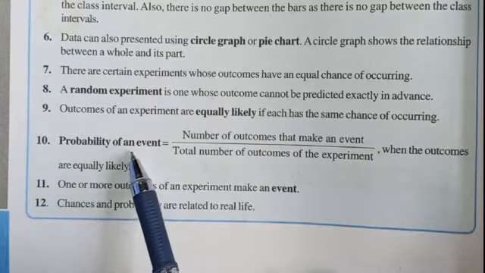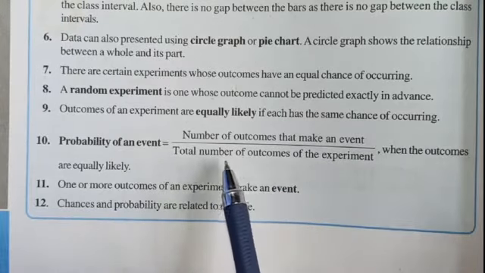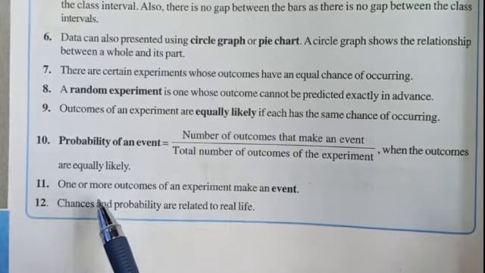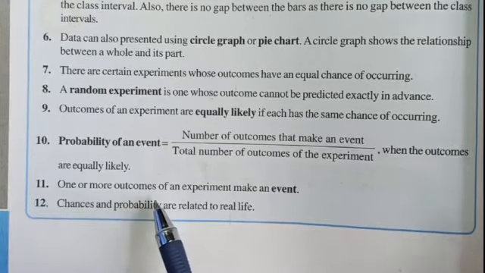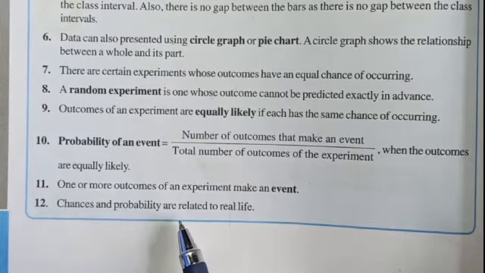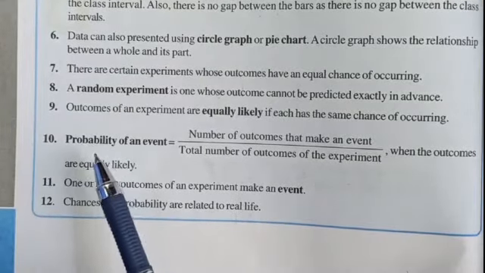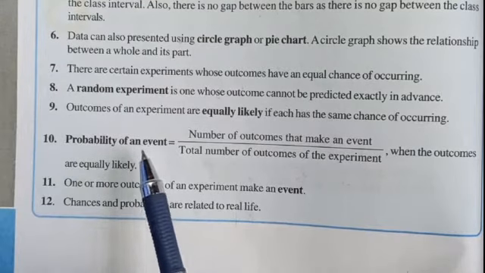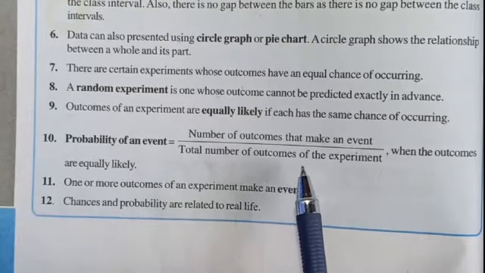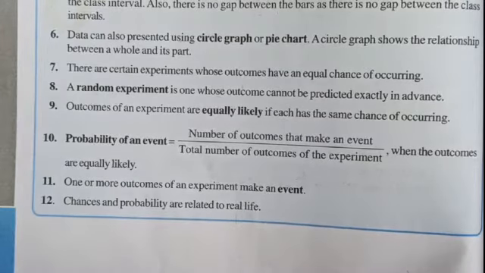So, the probability of an event is equal to the number of outcomes that make an event divided by the total number of outcomes of the experiment, when the outcomes are equally likely. One or more outcomes of an experiment make an event. Chance and probability are related to real life. So this is a formula we have to use: to find the probability of an event, the number of outcomes that make an event divided by the total number of outcomes of the experiment when the outcomes are equally likely.